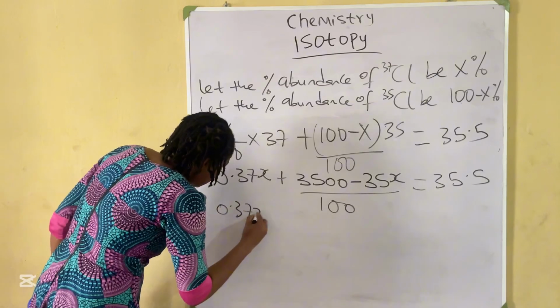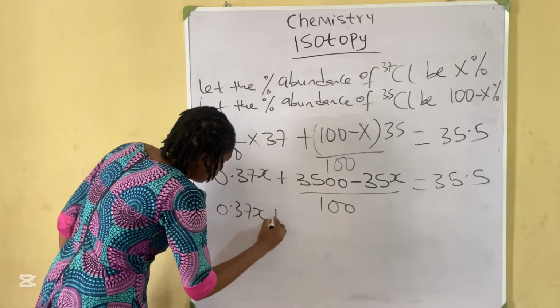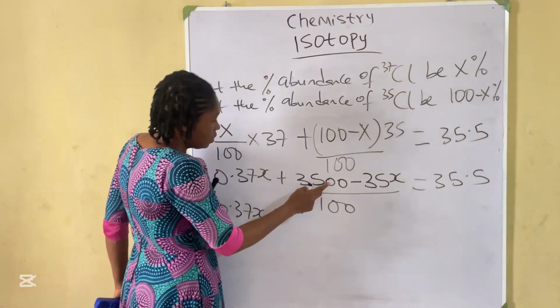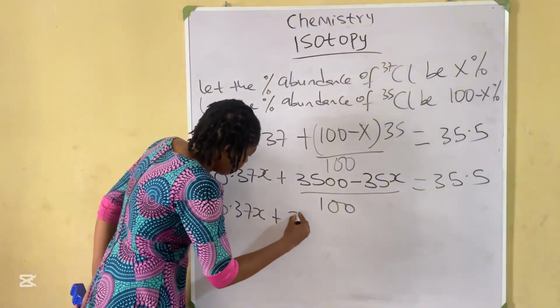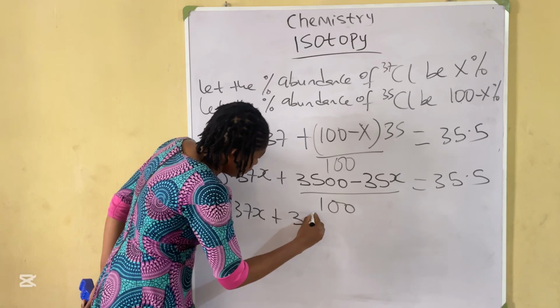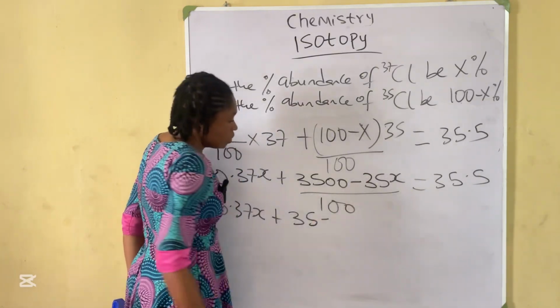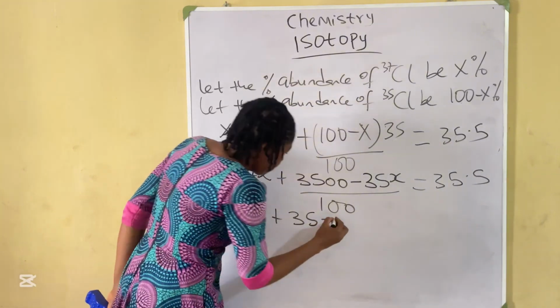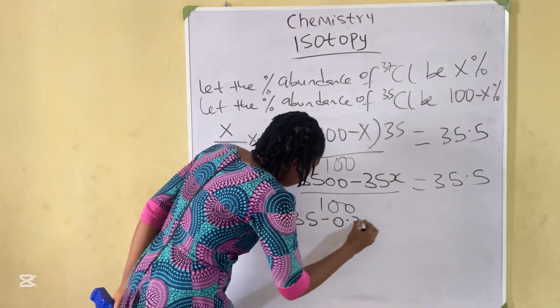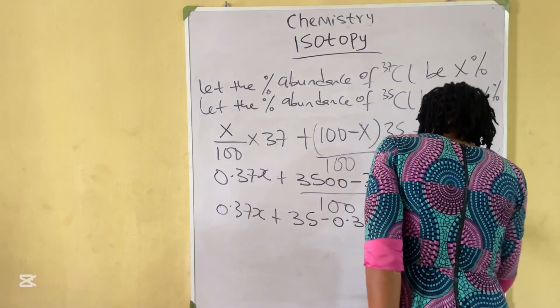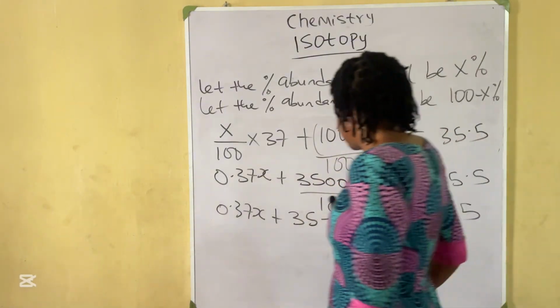0.37x plus, this 3500 divide this 100, you have 35, minus 35x divided by 100, you'll be having what? 0.35x, which is equals to what? 35.5. So next thing I'm going to do is do what?